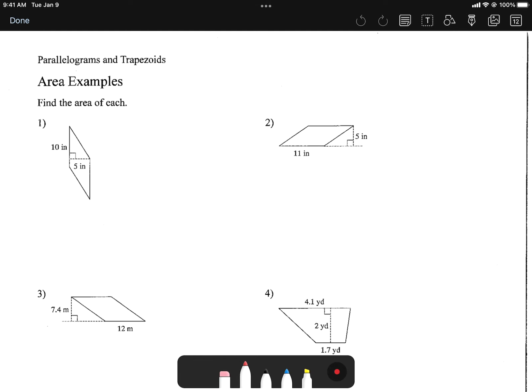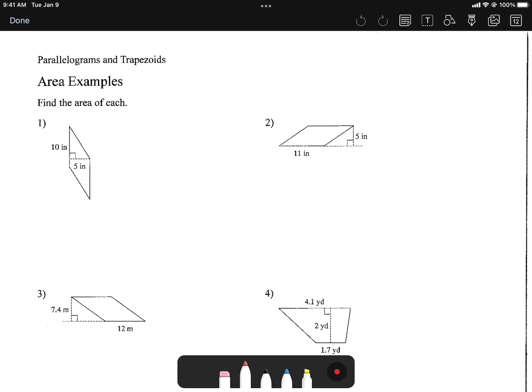Last class we looked at area and circumference of circles and area of a triangle. We made shapes for parallelograms and trapezoids, so today we're going to get those shapes out so you have your formulas and find the area of those two different shapes. So the biggest thing you have to do is figure out which one it is. Is it a parallelogram or a trapezoid?